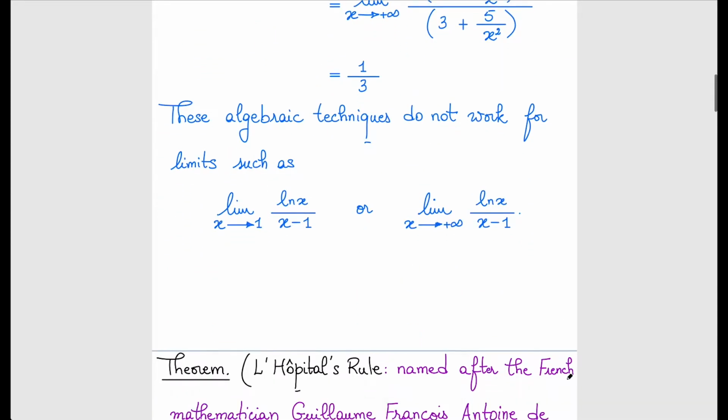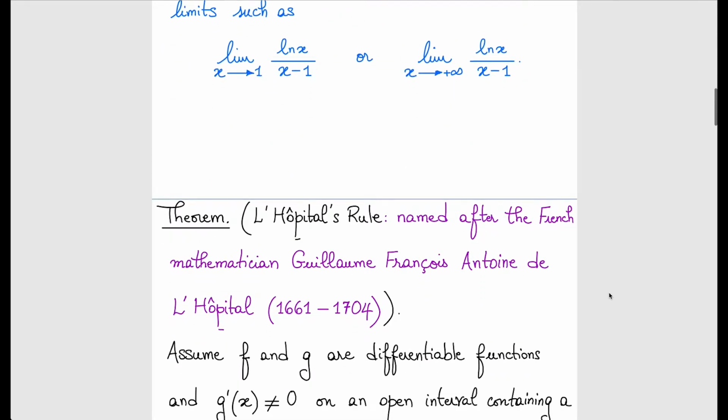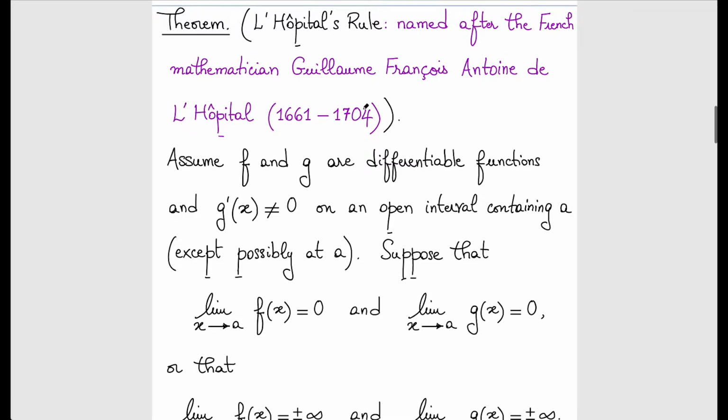However, there is a technique which can handle those limits, and it's called L'Hopital's rule, which is due to the French mathematician Guillaume François Antoine de L'Hopital, who lived in the 17th and 18th century, so between those years. And it goes like this.